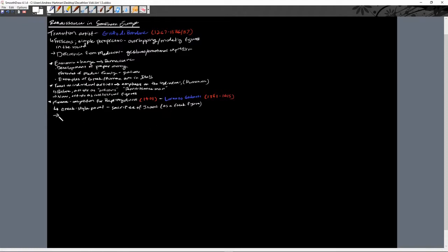So he wins this contest. He designs this door, and then he's asked to make doors for the Cathedral of Florence, which takes him 25 years to make, which is a pretty long time. And they are coined the Gates of Paradise by Michelangelo, which we'll obviously come to a little bit later. And that's kind of their name at this point.